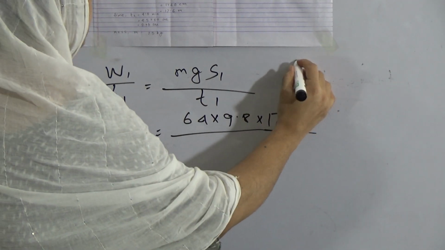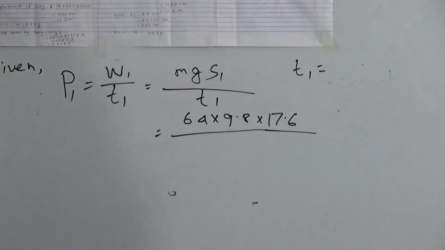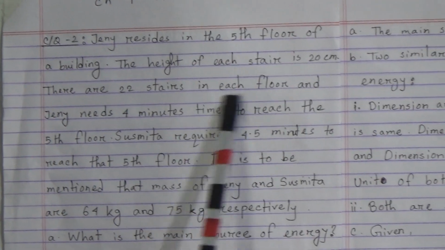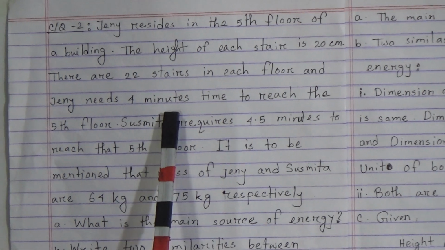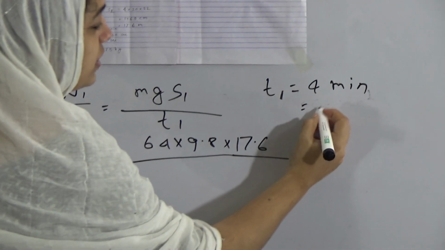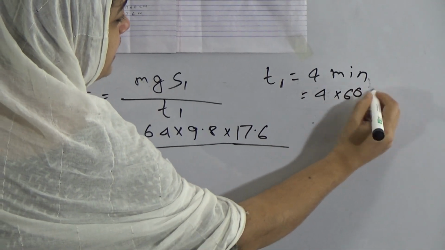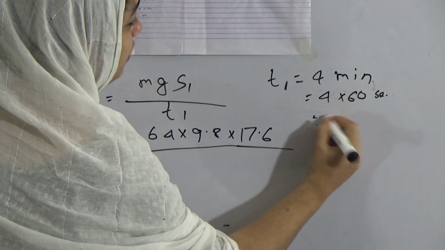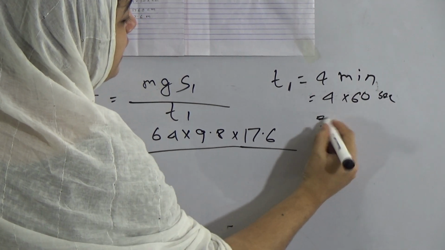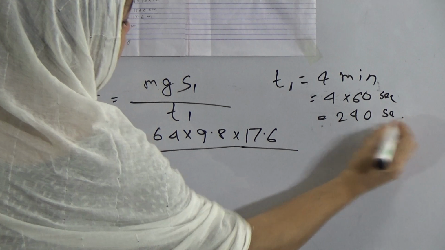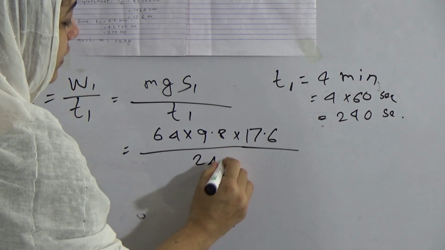So, T1 means time. For Jenny, the height of each stair is 20 centimeter. There are 22 stairs in each floor, and Jenny needs 4 minutes. So, time for Jenny is 4 minutes. We will convert this minute into second. That means 4 into 60 second. Okay, so 4 into 60 means 240 second. So, we can write 240.